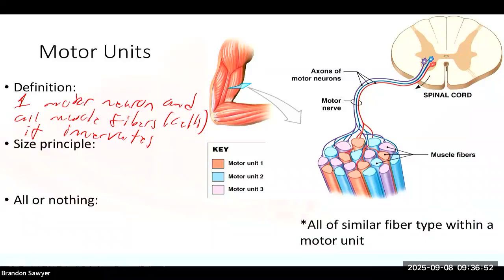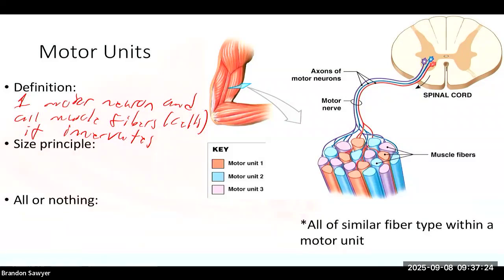Okay, so one big motor neuron comes out of the spinal cord. It goes down and branches into a bunch of little branches, and it connects to a bunch of skeletal muscle fibers or cells. So one motor neuron and all the muscle fibers or cells that it innervates. Like, for example, here, these are all color coded, right? We see the orangish, reddish one coming out. It goes down and connects to all of the orange or red muscle cells, right?